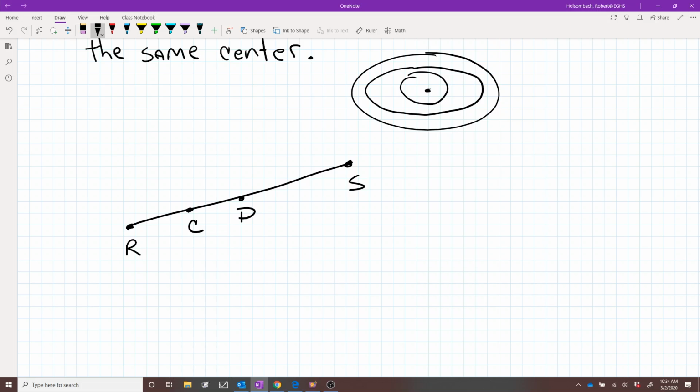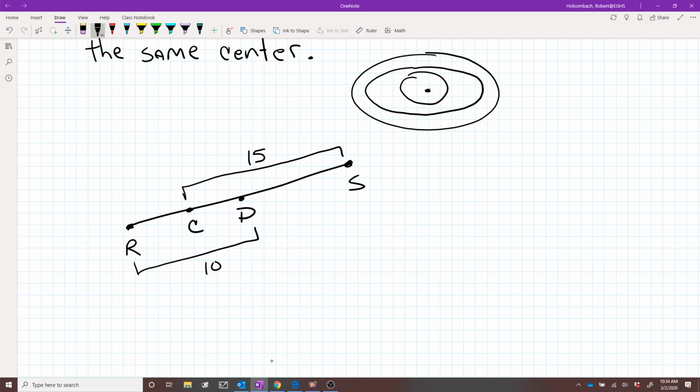Now, based on the picture and the information given, the diameter of S is 30. Well, circle S intersects with point C. So if circle S has a diameter of 30, how far is it from S to C? 15. Because S to C represents the radius of that circle. The diameter of circle R is 20. If the diameter of R is 20 and point D is on circle R, then R to D would be equal to 10.